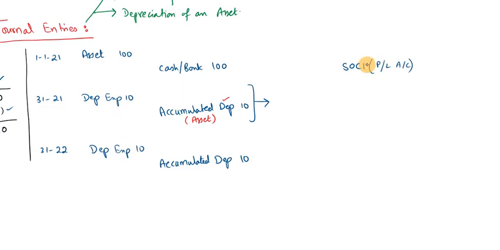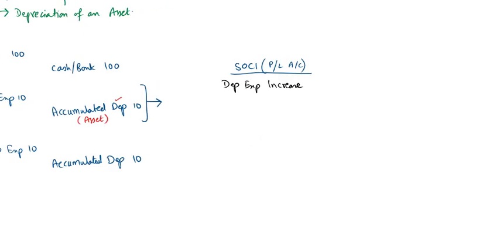When we transfer this entry into the statement of comprehensive income or profit and loss account, that entry will be depreciation expense debit. So depreciation expense increases, which actually increases the profit and loss account. Depreciation expense increases because expense increases the cost and decreases the profit.